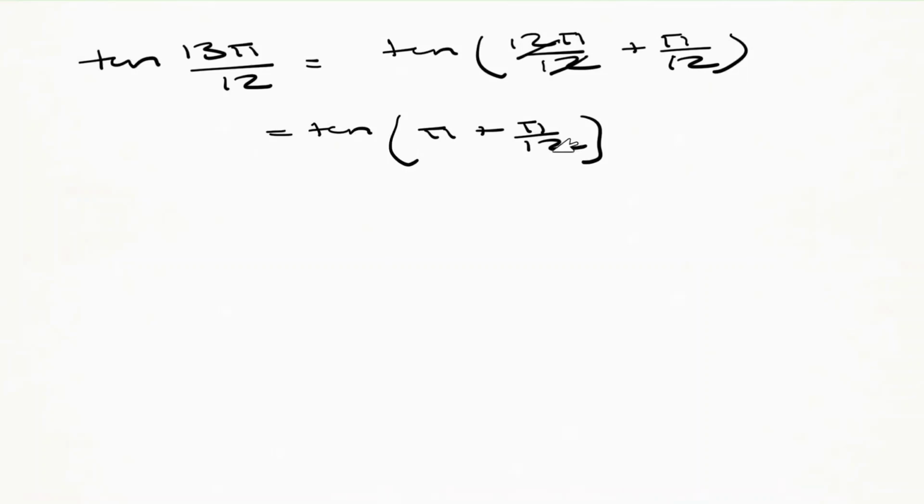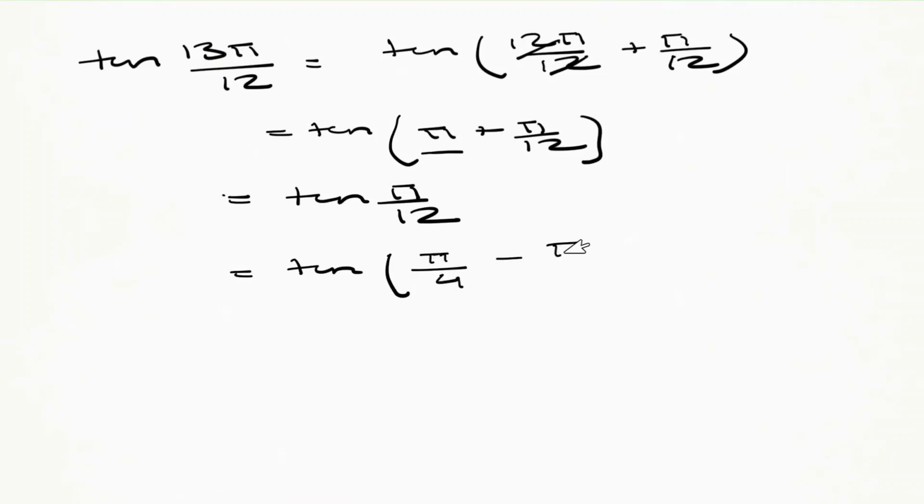Now, from our previous video when we saw the tan graphs, we know that tan has a period of pi, so it repeats itself every pi radians. Therefore, tan of pi plus pi over 12 is actually the same as tan of pi on 12, from what we know from our tangent graphs. And pi on 12, we can simplify as pi on 4 take pi on 6. Now, we know these values from our tables.